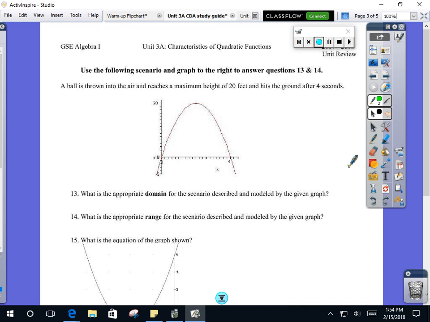A ball is thrown into the air, and it reaches a maximum height of 20 feet, and it hits the ground after 4 seconds. What is the appropriate domain for the scenario described and modeled by the given graph? Domain is what?